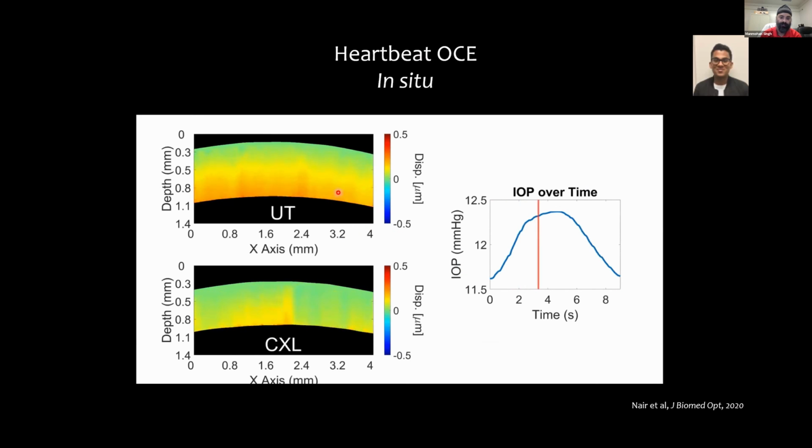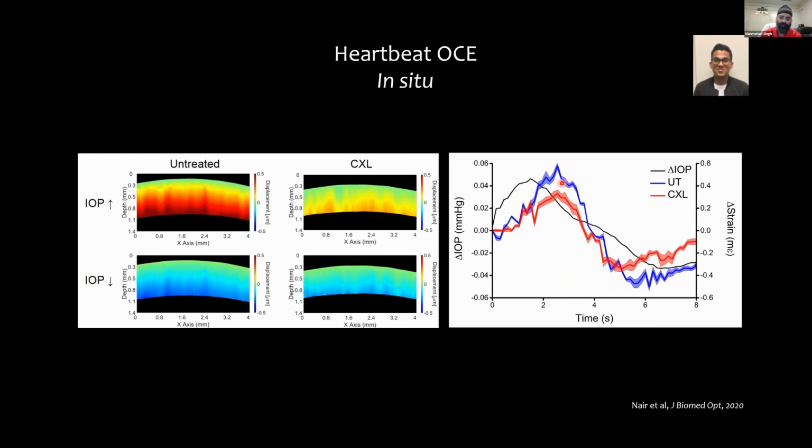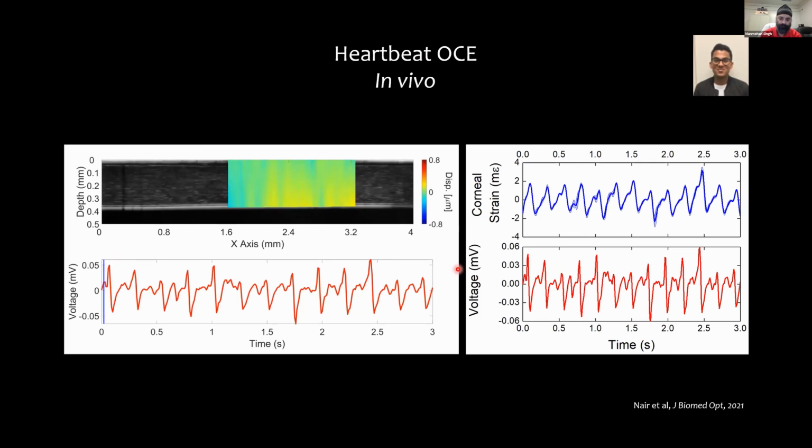And so you can see red here is actually upwards displacement. And as the fluid is being pushed into the cornea, red shows that the cornea was compressing. And now as the fluid is coming out of the eye globe, it's actually decompressing, or blue is showing that it's actually getting thicker. And so we're actually able to show a statistically significant difference between before and after cross-linking. And then, of course, we're able to actually do this in vivo also.